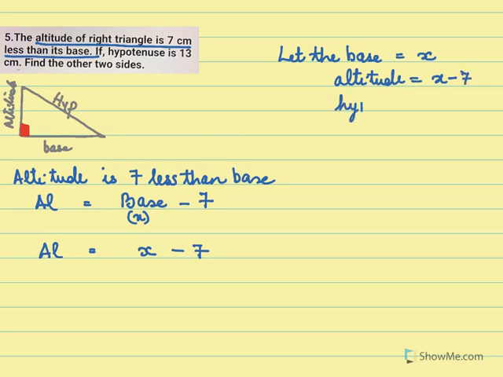However, the hypotenuse is already given to you. The hypotenuse is given as 13. So when I go back here and draw the triangle again with its sides, the hypotenuse was given as 13, so I'll put 13 here. The base is given as x, and the altitude we have taken as x minus 7. And I'm going to use the Pythagoras theorem. So I'll just write A, B, C.